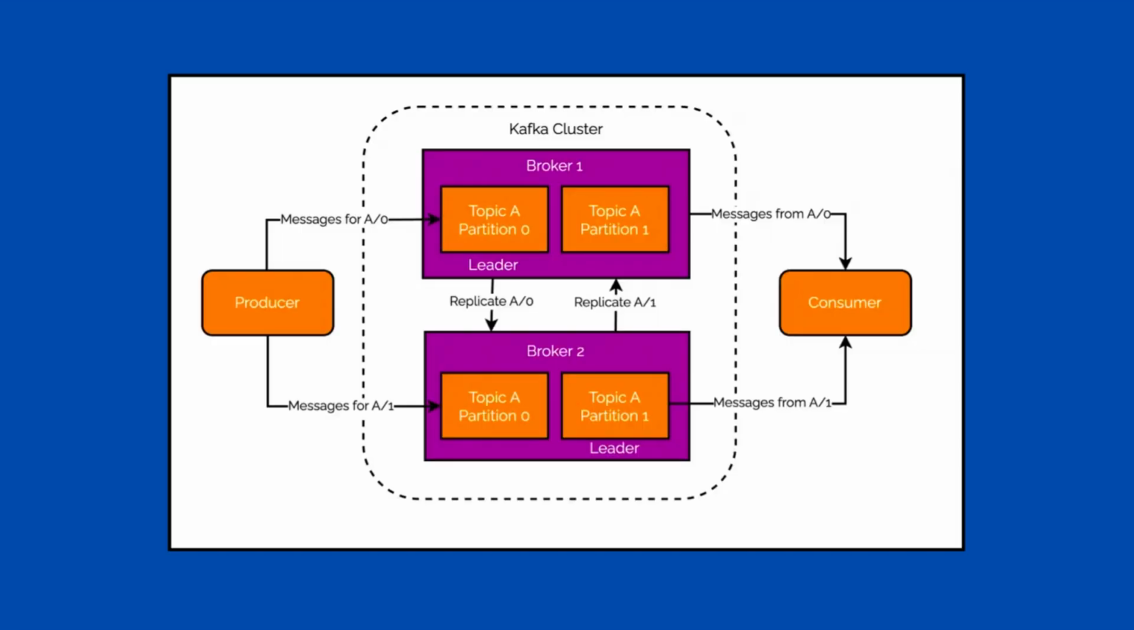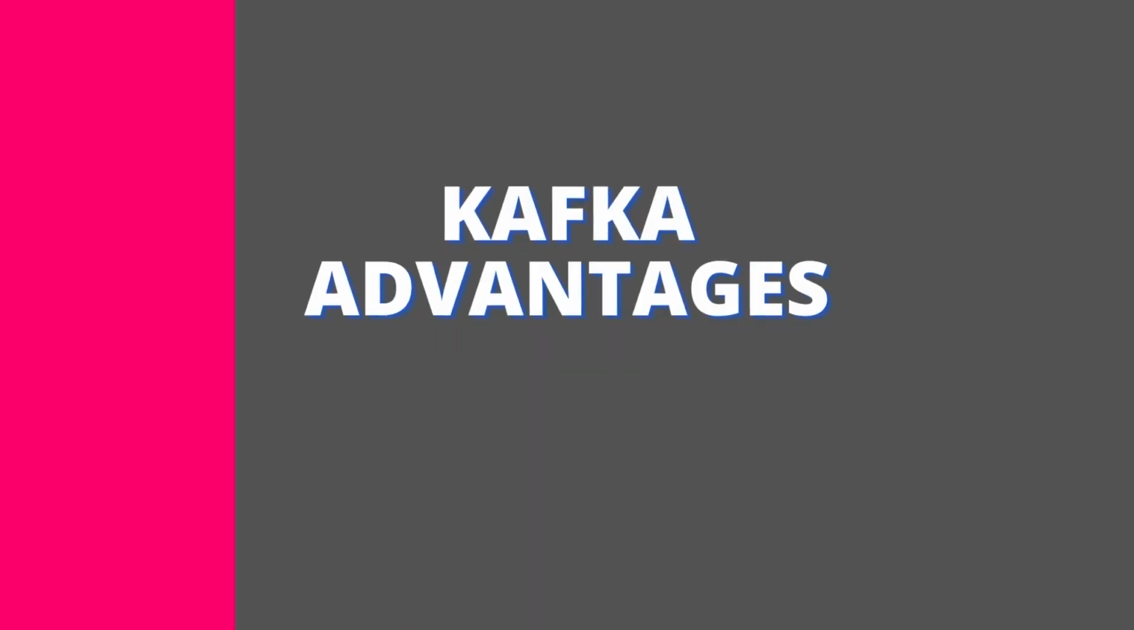Check out this illustration that shows the relation between brokers, topics, and partitions in the context of a Kafka cluster. As you can see, partition 0 of topic A is replicated across broker 1 and broker 2. However, broker 1 is the leader of the partition. Similarly, broker 2 is the leader of partition 1 of topic A. The producer always writes to the leader broker.